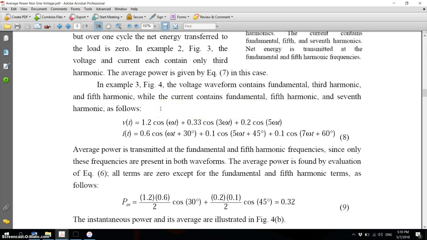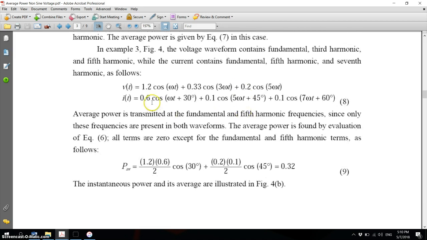Okay, so if you compare the voltage and current here, the power is only contributed by the fundamental component and the fifth component, because the voltage and current only share the fundamental and the fifth harmonic. So the third harmonic and the seventh harmonic, from the voltage and current respectively, do not contribute to the average power. So the calculation of the average power is given by the amplitude of the fundamental.